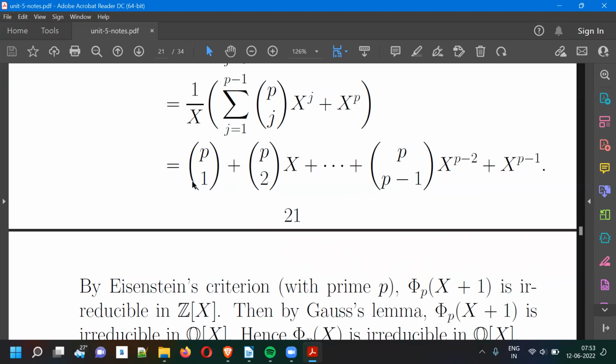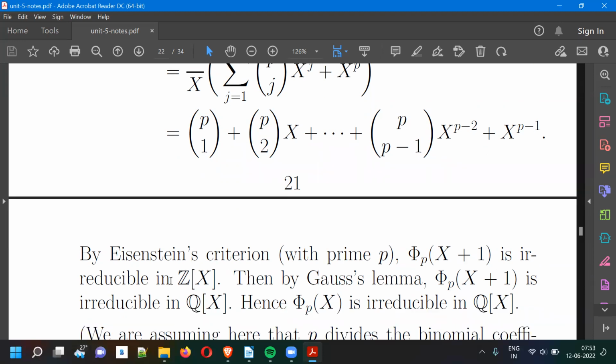So p squared does not divide p choose 1. P squared cannot divide p, right? So those two conditions are satisfied. All we need to check is whether p divides p choose 2, p divides p choose 3, up to p divides p choose p minus 1, which we will check in a little while. Let us just assume for a moment that it is true. And then by Eisenstein's criterion, with prime p, phi p of x plus 1 is irreducible in Z[x].